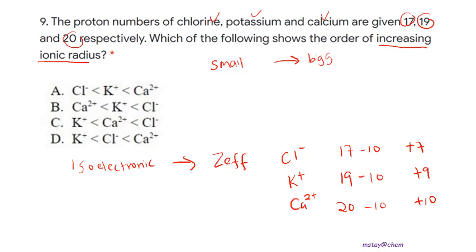So from here, the bigger the effective nuclear charge, the smaller the size. That's why calcium 2 plus has the smaller size and then Cl negative has the bigger size. The answer is B.